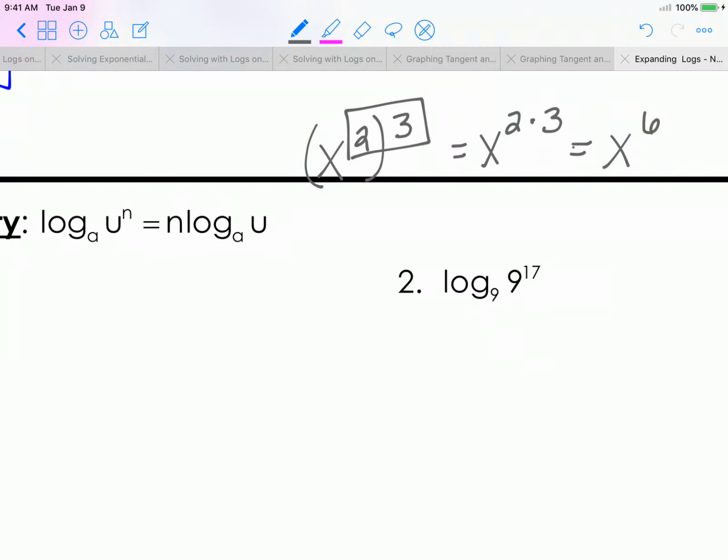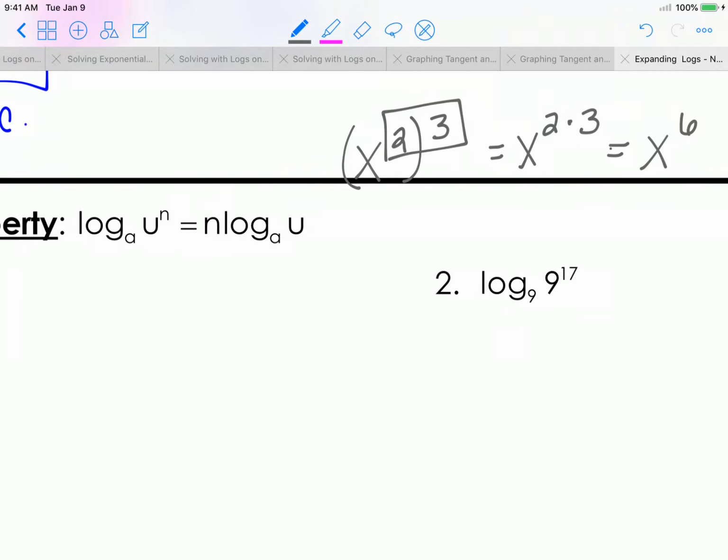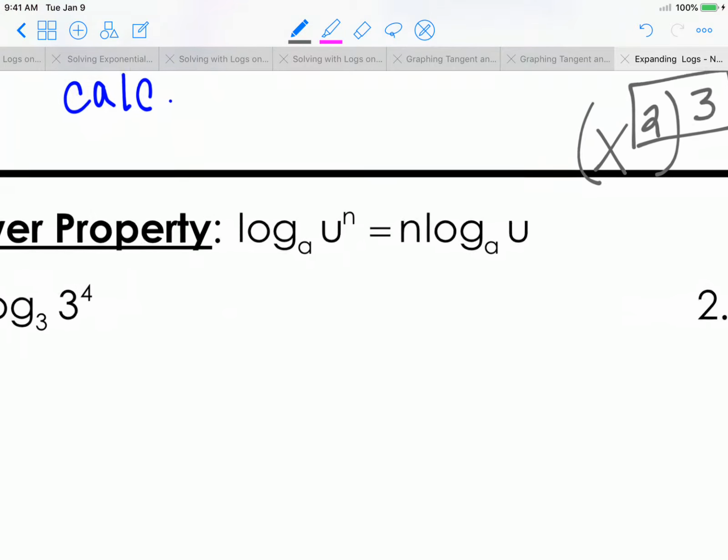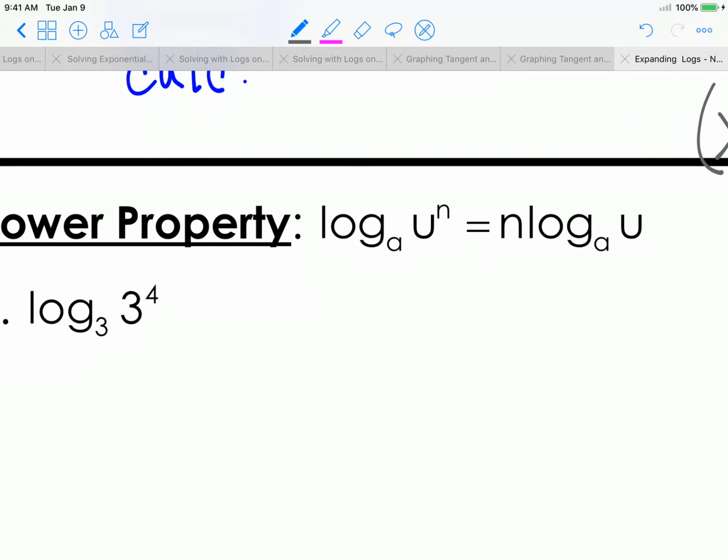Okay, so now this is a little different in the sense that we're not raising a power to another power and multiplying them. So look what the difference is from this one to this one. It is taking your exponent and moving it to the front of your log. And that's it. It's just moving it to the front of your log.